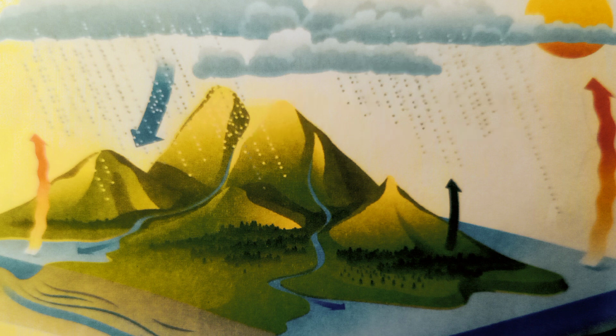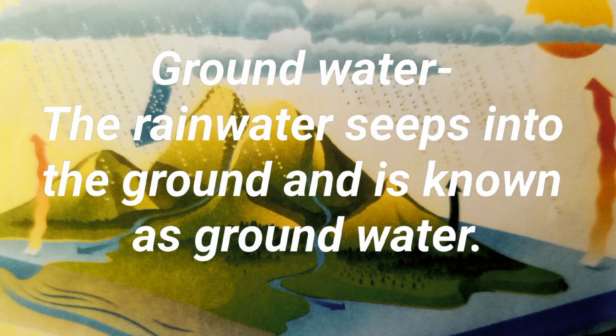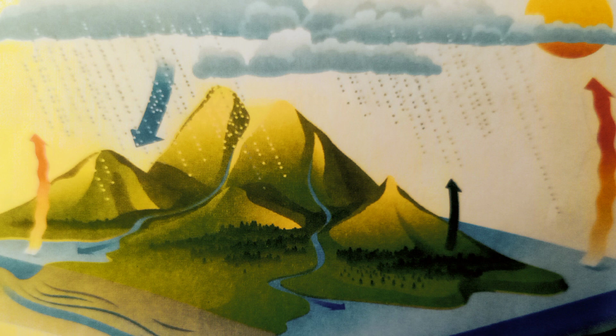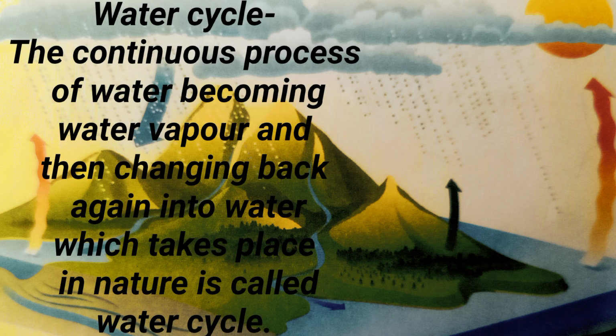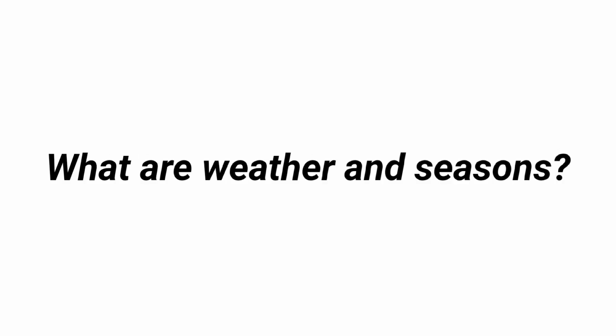The rainwater fills up water bodies. Some rainwater seeps into the ground and is known as groundwater. The heat of the sun changes water in water bodies into water vapor, and the cycle continues. The continuous process of water becoming water vapor and then changing back again into water, which takes place in nature, is called the water cycle.